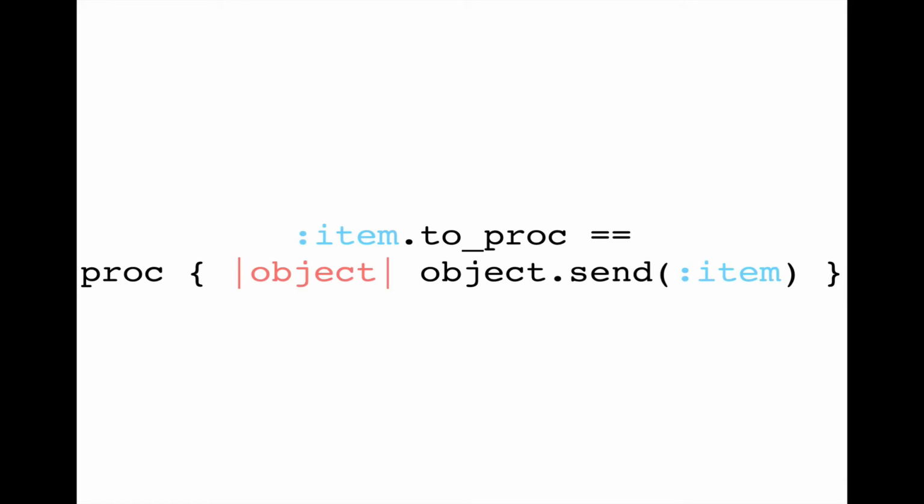So when you call toProc on a symbol, it will create a proc that's similar to this. It accepts one parameter, then it sends the symbol that toProc was called on as a method call to that object. So this looks exactly like the procs and blocks we've written before. And this is what happens to any symbol that you call toProc on.